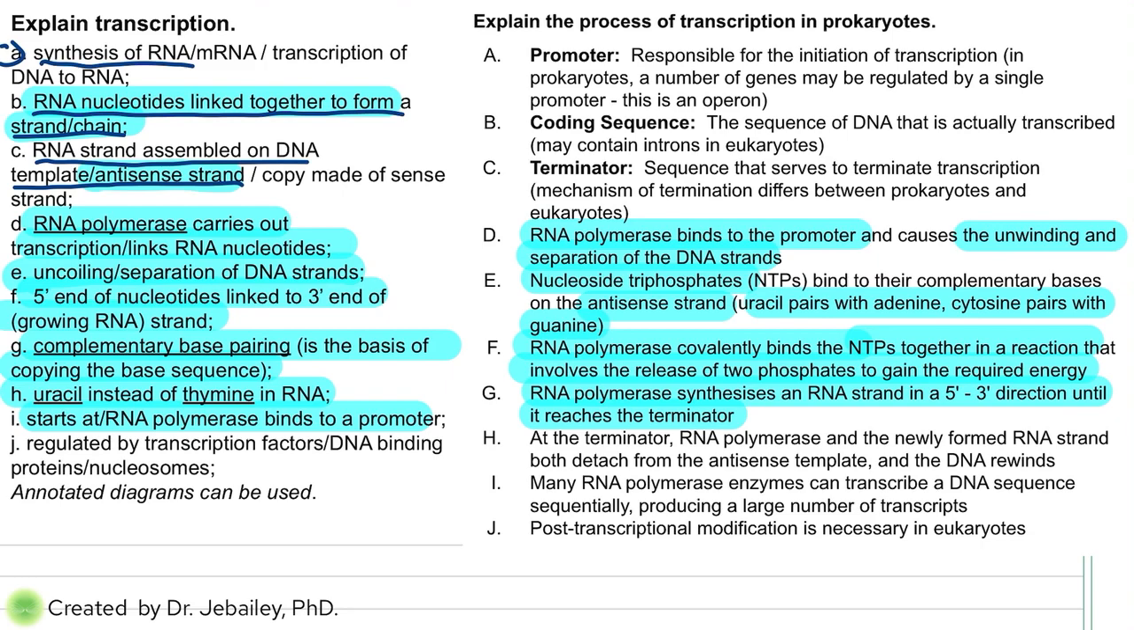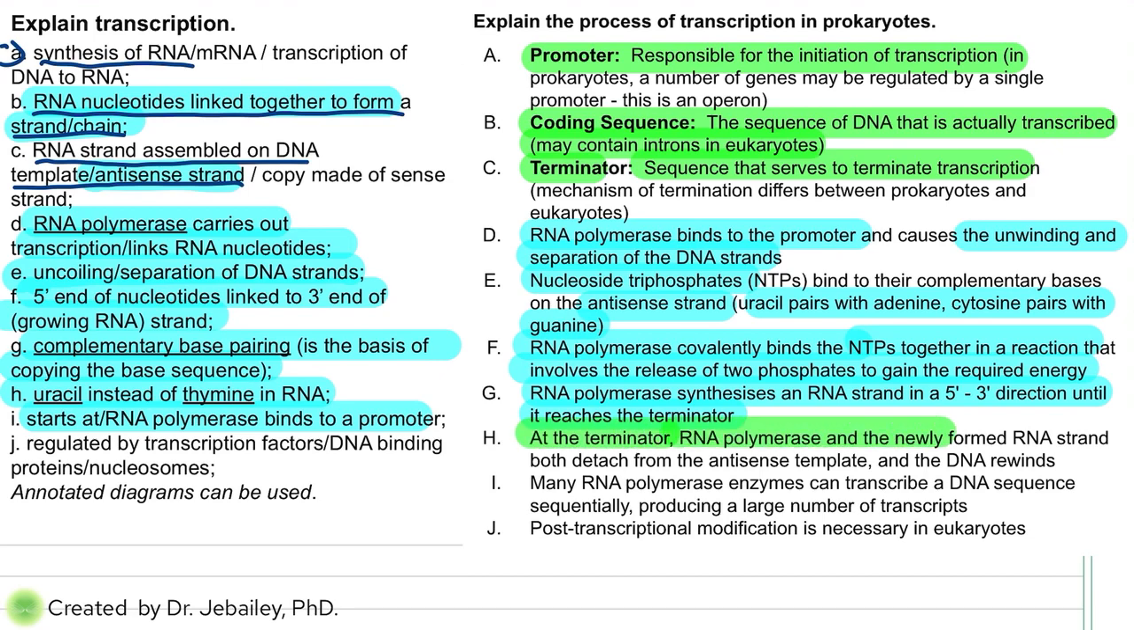We don't have that. So on the other side, what do we have in addition? We mentioned what a promoter is, which starts the transcription. The coding sequence is a sequence that is actually transcribed. It may contain introns, of course, and the terminator is a sequence that serves to terminate transcription. Here it is also mentioned about the terminator, the RNA polymerase, and basically the RNA gets to the new form strand and both detach from the antisense template, and DNA is rewound. Many RNA polymerase enzymes can transcribe a DNA sequence, sequentially producing a large number of transcripts. Here it says regulated by transcription factors binding DNA, proteins and nucleosomes.